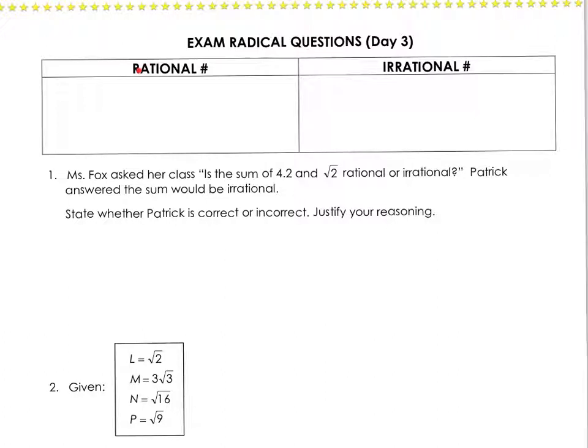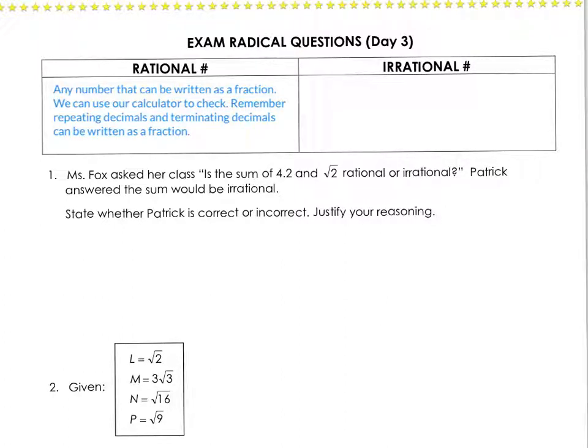So we talked about already rational numbers versus irrational numbers. So this is really a review concept, and we talked about it in the first day of this unit. Rational numbers, remember, are numbers that can be written as a fraction. So I wrote this as any number that can be written as a fraction. We can use our calculator to check. Remember that repeating decimals and terminating decimals can be written as a fraction.